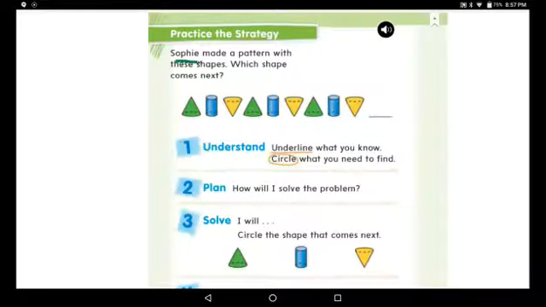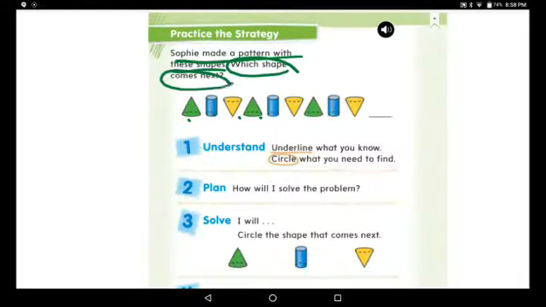Sophie made a pattern with these shapes. Okay, the character of our story is Sophie. And she made a pattern. Okay, look at the pattern down. Okay, now which shape comes next? This is the question. I need to find the answer for this question. I will circle it. Now, we did understand it.